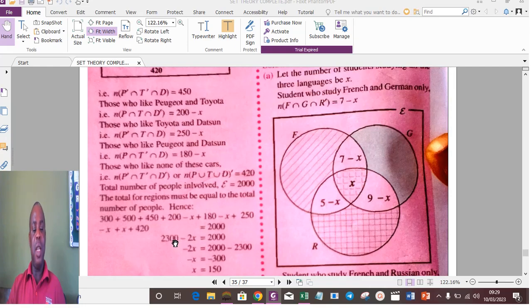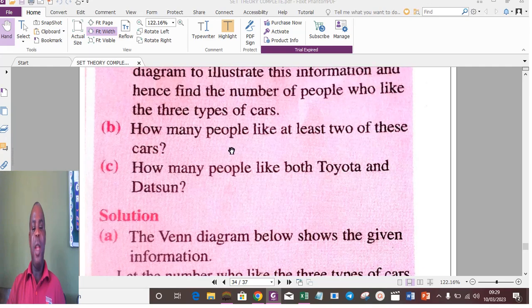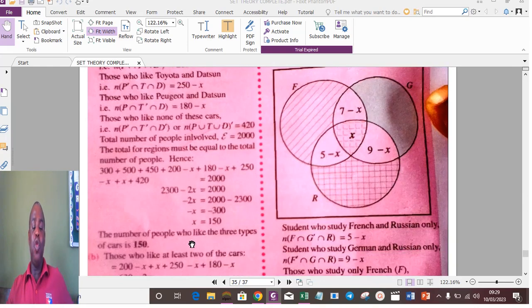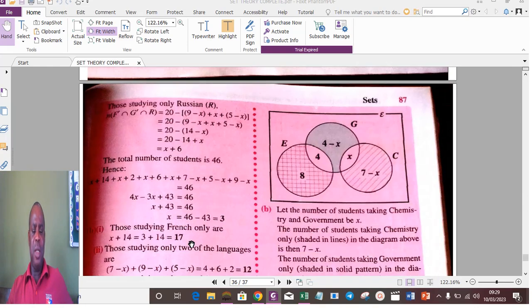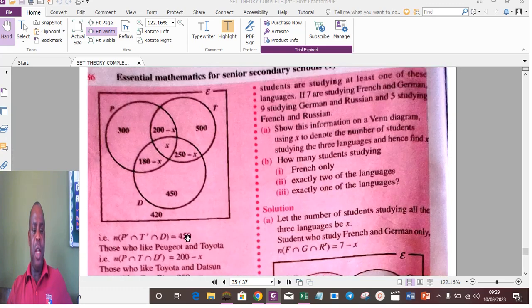Now let's look at the second question. The second question says, how many people like at least two of these cars? At least two of these cars means those who love two cars and above. You know what that means? Let me show you those who love two cars and above. This region here, all of them love the three cars. This one loves two cars only.